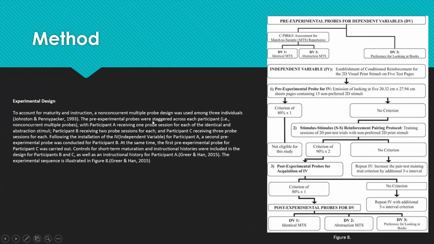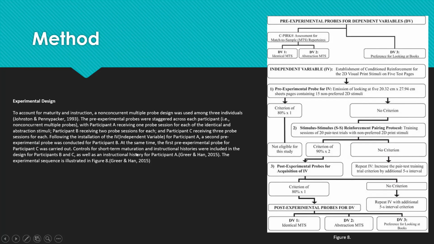The pre-experimental probes were staggered across each participant, that is, nonconcurrent multiple probes, with participant A receiving 1 probe session for each of the identical and abstraction stimuli, participant B receiving 2 probe sessions for each, and participant C receiving 3. Following the installation of the independent variable for participant A, a second pre-experimental probe was conducted for participant B. At the same time, the first pre-experimental probe for participant C was carried out.